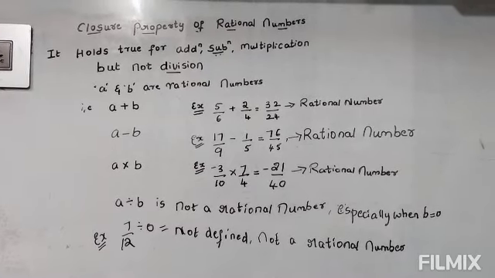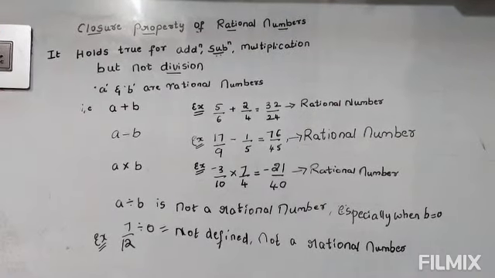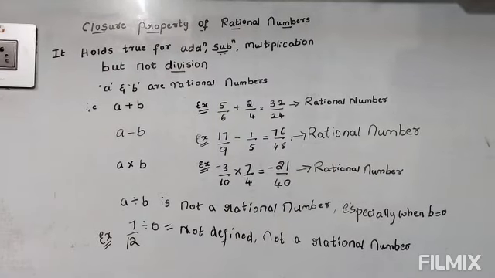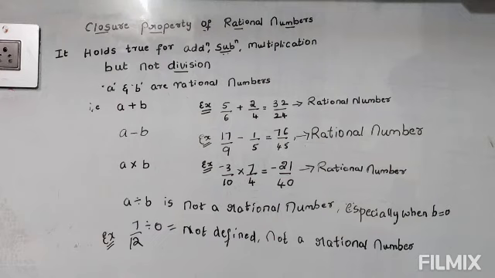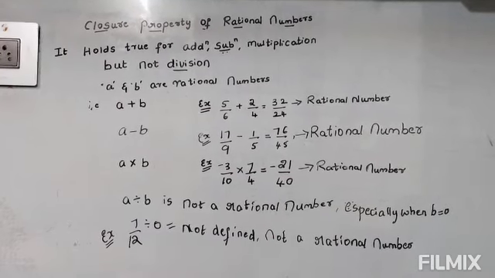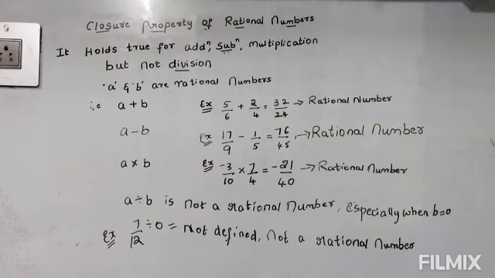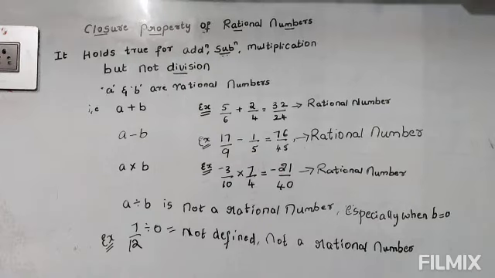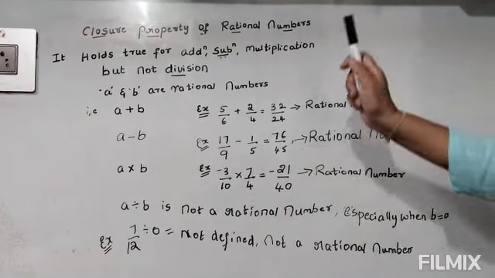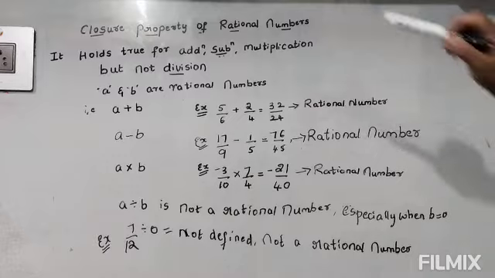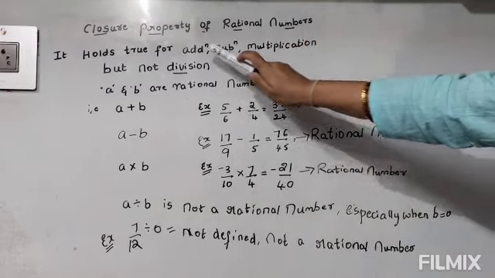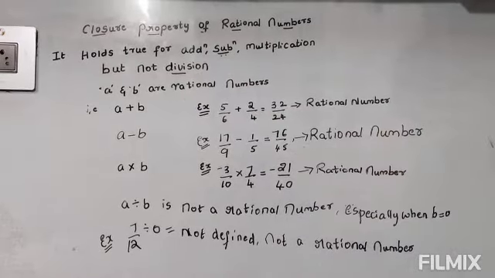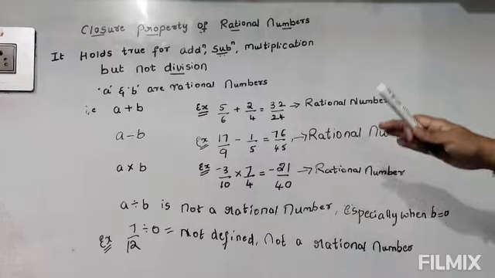Okay, all these days you have studied about the closure property and commutative property of whole numbers and integers. In this chapter, you are going to study about the closure property of rational numbers and commutative property of rational numbers. Okay, so let me proceed with the lesson. So closure property of rational numbers holds true for addition, subtraction, multiplication, but not division. Let me explain to you by giving an example.